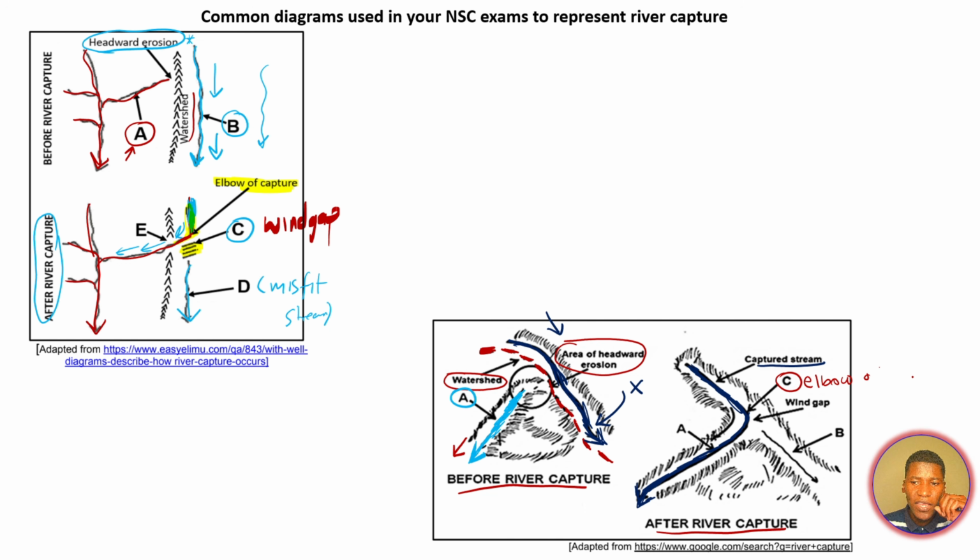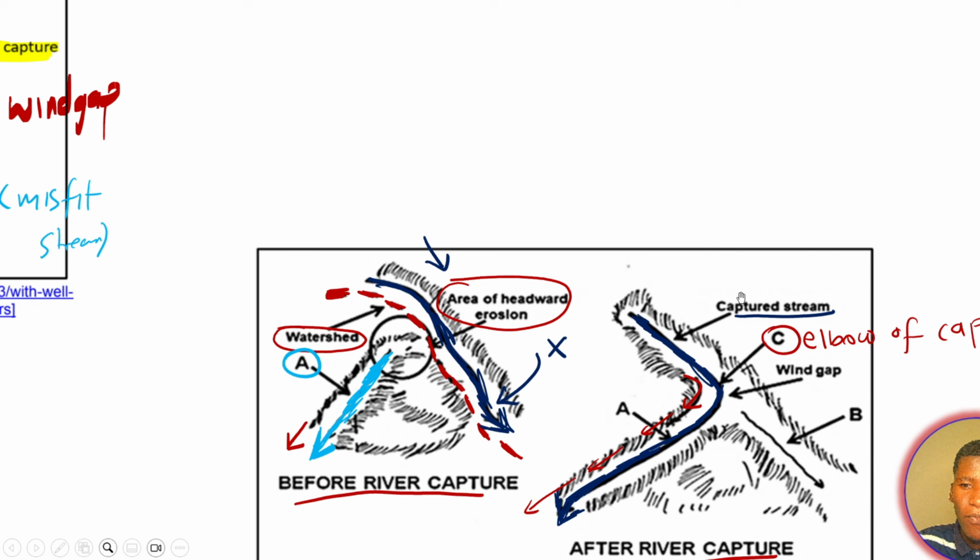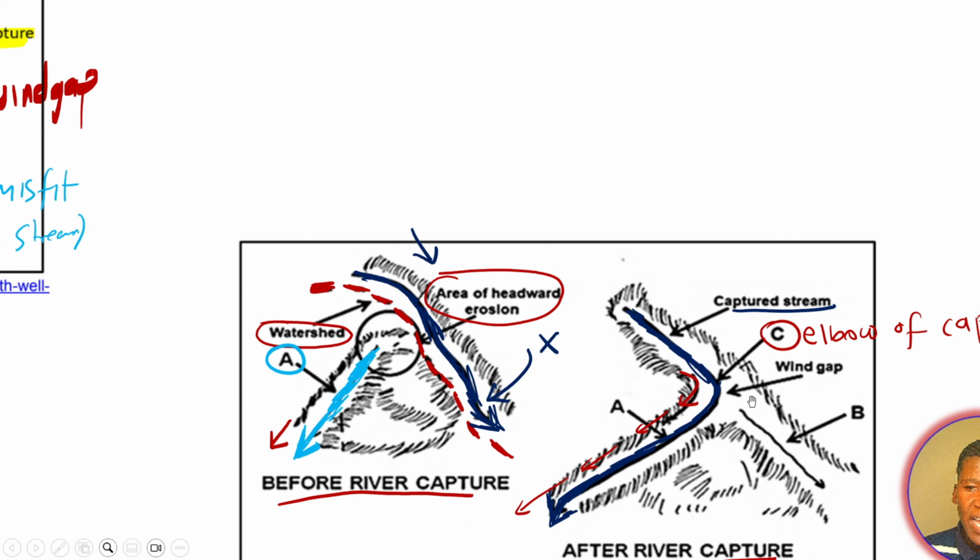This has to be our elbow of capture, because that is where you can see the captured stream is changing direction and it is now flowing towards river A. So basically C is our elbow of capture. And then here you have been given the label to be a wind gap. So they have already told you that this is a wind gap. And then the last part, B, has to be the misfit stream, because this is the stream that has lost its water after river capture.